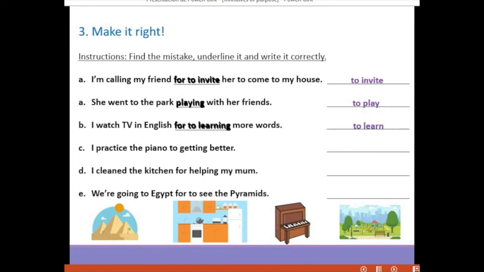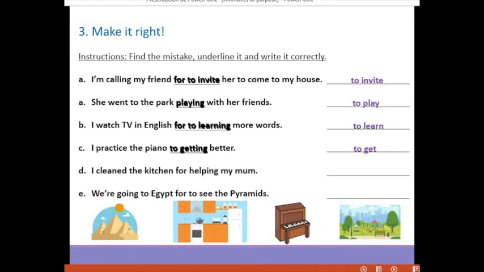Next exercise. I practice the piano to getting better. Is that correct? No, it's not correct. Did you find the mistake? I practice the piano to getting better. That is a mistake. To getting. The correct option is to get. I practice the piano to get better.